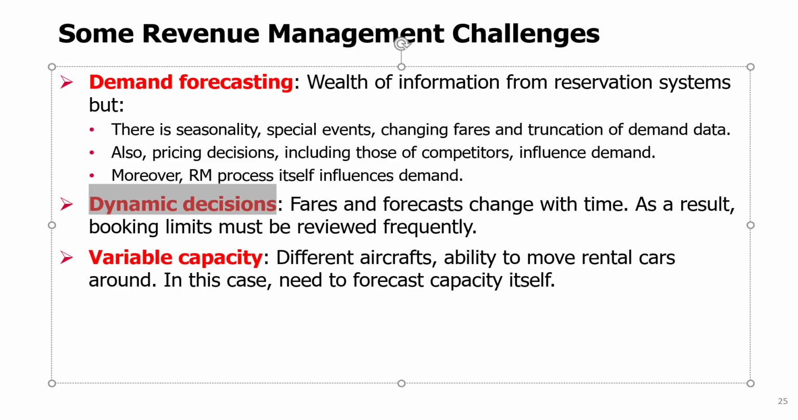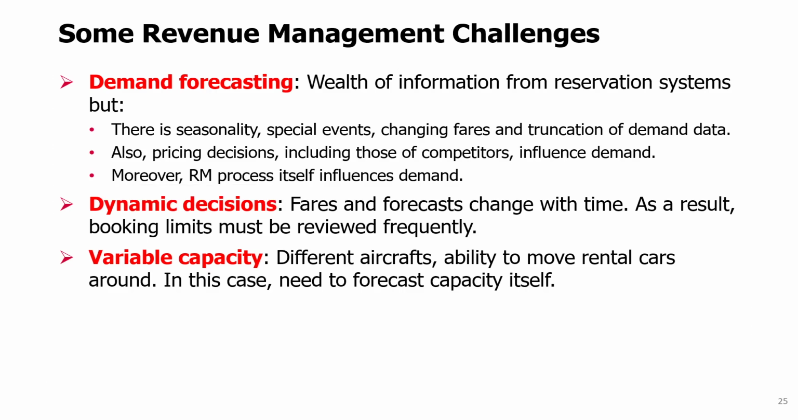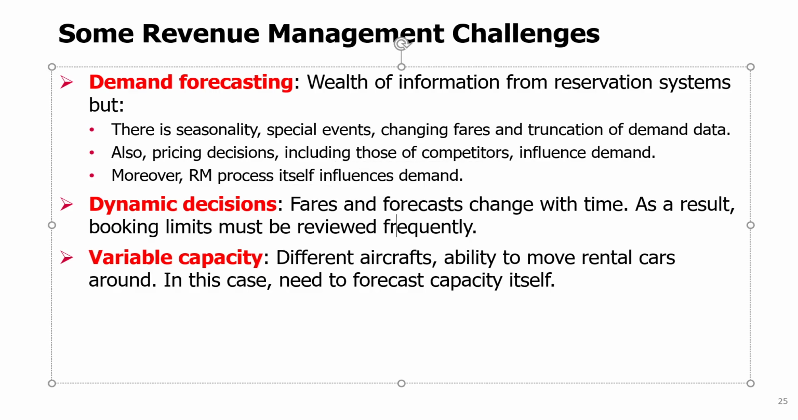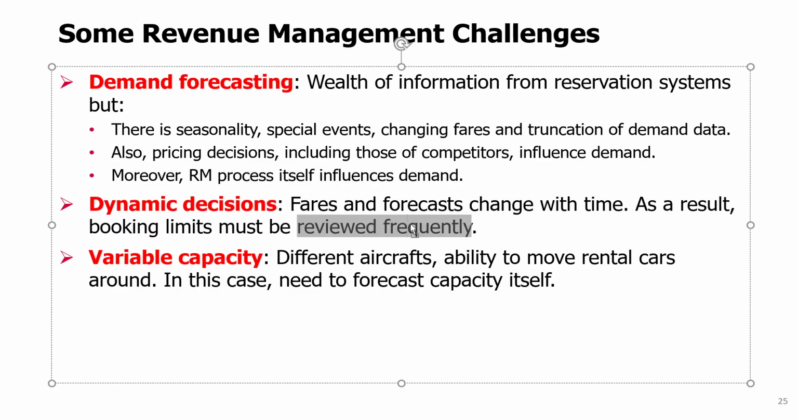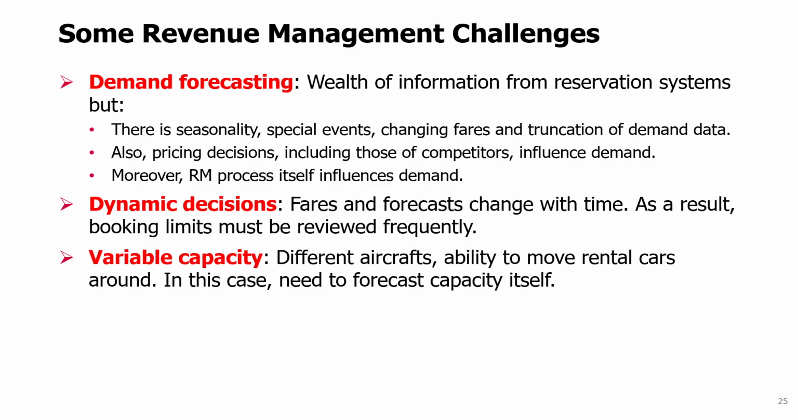The problem is also that the decisions with revenue management systems are generally better if they are done in a dynamic way. So, for example, we can change the fares, or we can adjust our forecasts over time, and as a result, we might have to change the booking limits, right? Review them and change them, and adopt new booking limits given the new information that we have. So that, of course, complicates the systems.